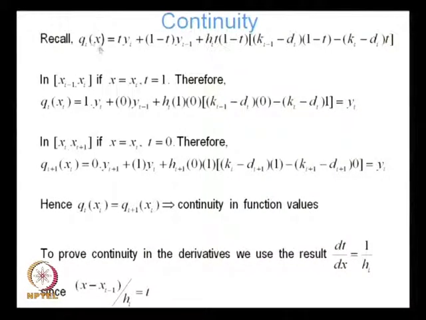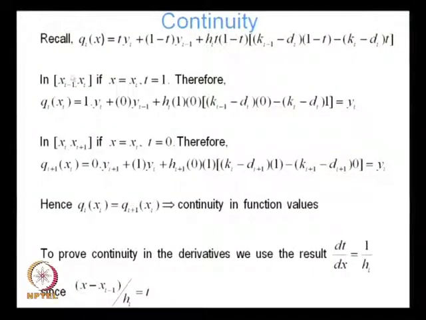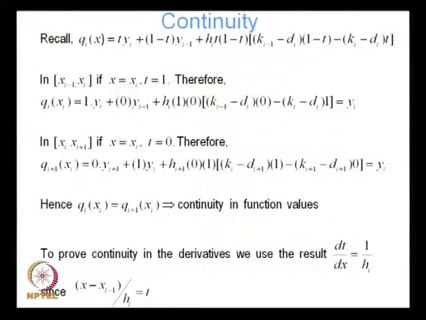As I said, given the definition of q_i, continuity in the function values is satisfied by construction. For instance, in x_{i-1}, x_i, if x is equal to x_i, this means t is equal to 1. So t goes from 0 to 1 throughout the interval. If I am looking at the right hand point at x equal to x_i, then t is equal to 1. If I substitute t equal to 1 in this equation, I find that this gives me q_i(x_i) equal to y_i. Similarly, if I am looking at the interval x_i, x_{i+1}, the adjacent interval to the right, in that interval if x is equal to x_i, t must be equal to 0, because it is at the starting point of the interval, the left hand starting point. So t is equal to 0.